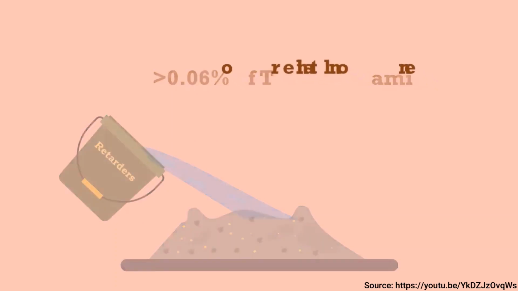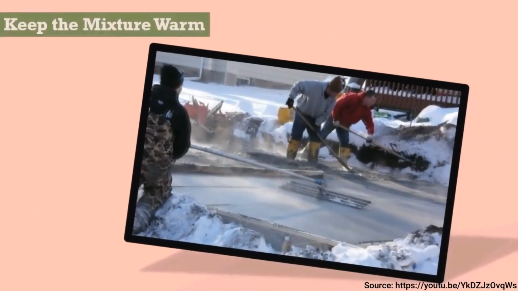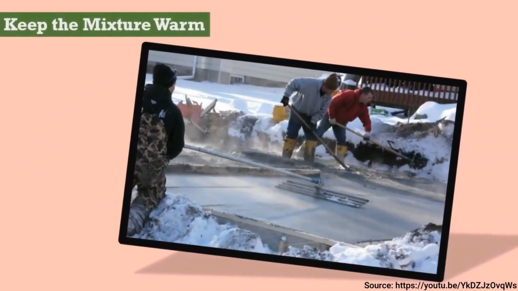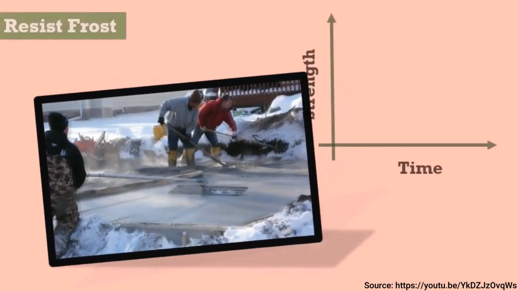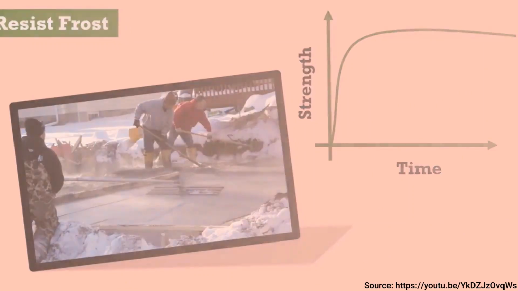The accelerators calcium chloride and sodium chloride are very useful in cold weather concreting when the temperature is minus 23 degrees centigrade. At this temperature, freezing action takes place. Accelerators help to keep the mixture warm by accelerating the generation of heat and increase the ability of concrete to resist frost, speeding up the rate of gain of strength.